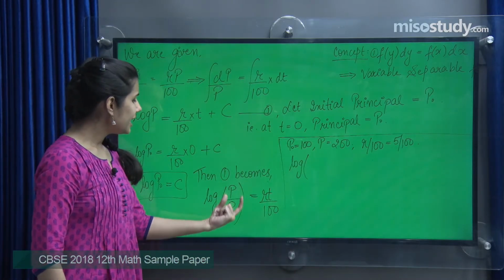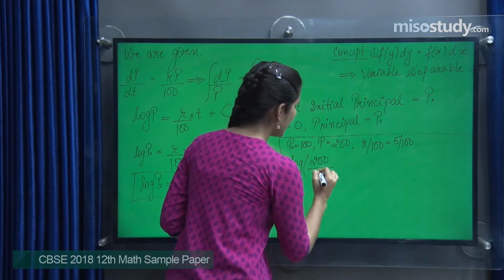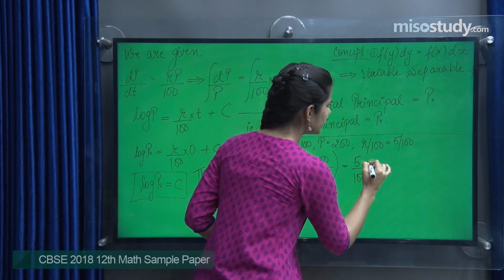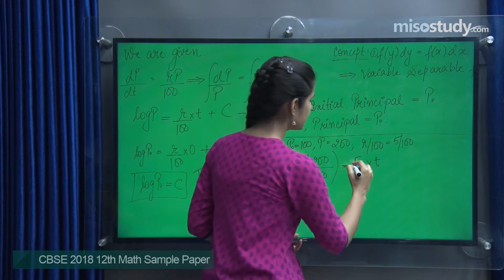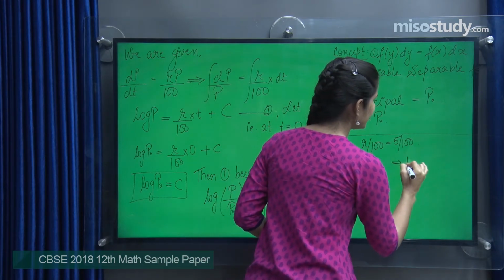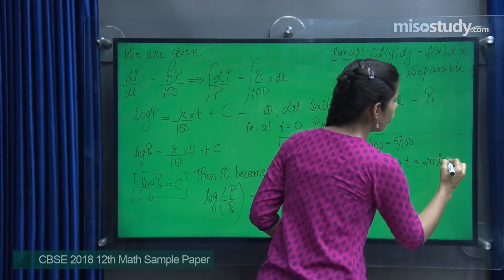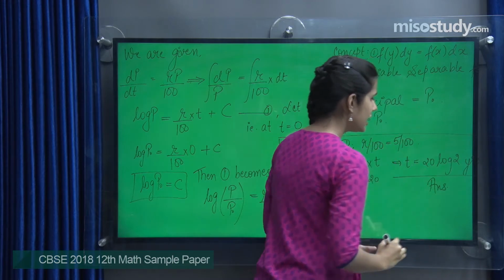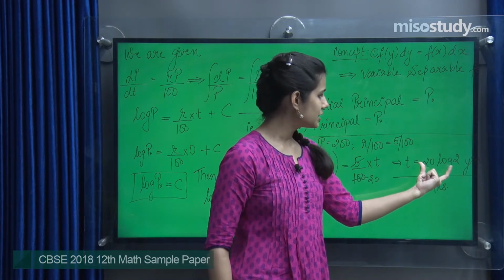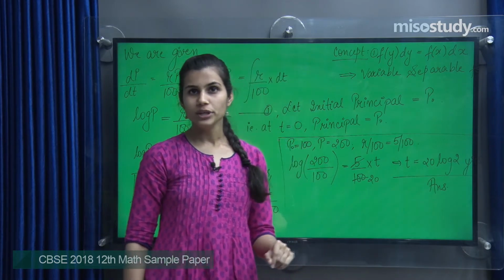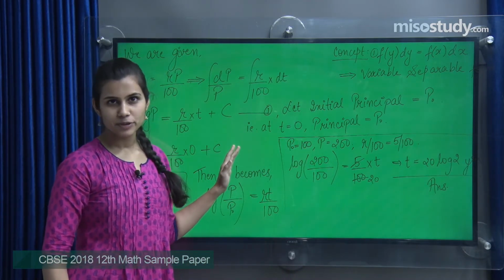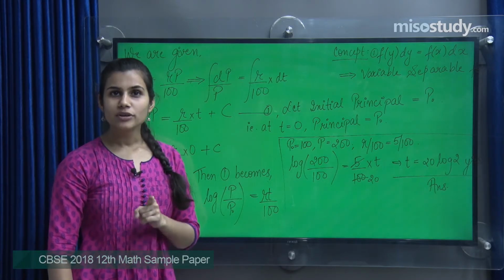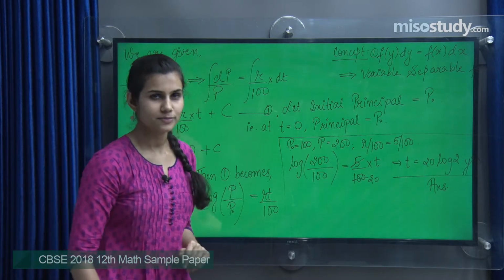Log of p upon p naught, which is 200 upon 100, equals 5 upon 100 into t. This brings you 20, and you get that t is equal to 20 log 2 years. If you wish, you can find out the exact value of log 2 and multiply it with 20. This is going to deliver to you the exact answer of this particular question. This is how you deal with such questions. Note this down, and then we are going to continue our session and see what is the next question.